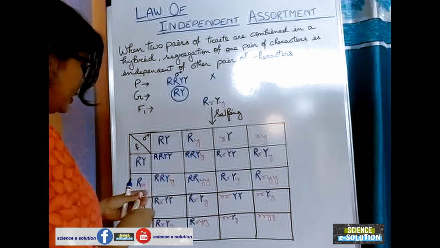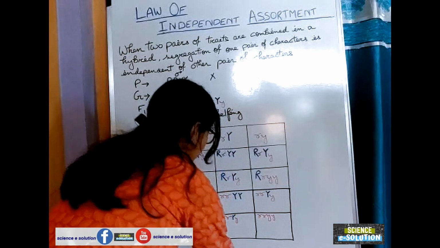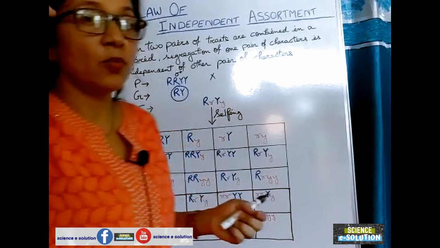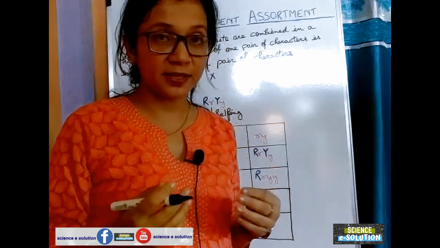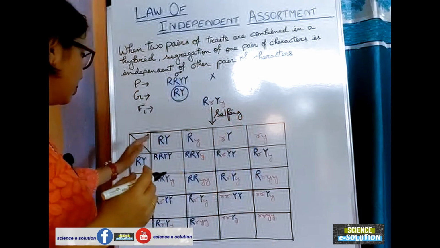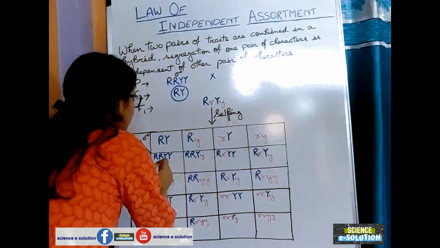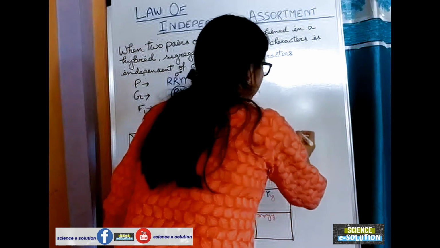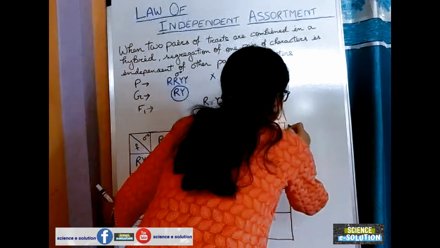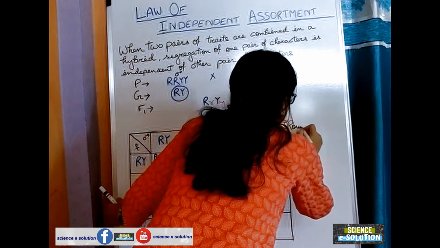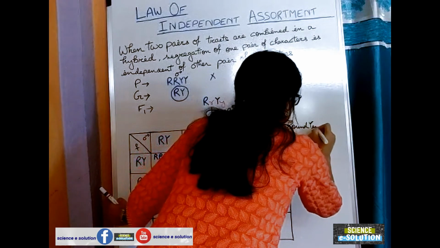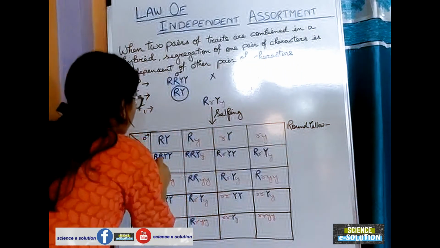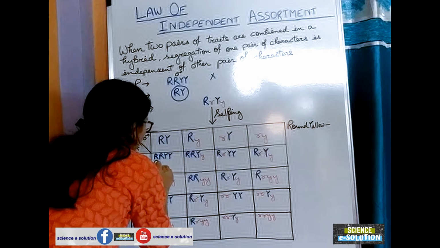Now let us see. I have made crossing of all the different types of gametes. Now let us see what is the phenotype, that means the character of all these progenies. This one is round yellow. Okay, we can write it here. What are the different types of progenies we get? Round yellow. This one is round yellow.